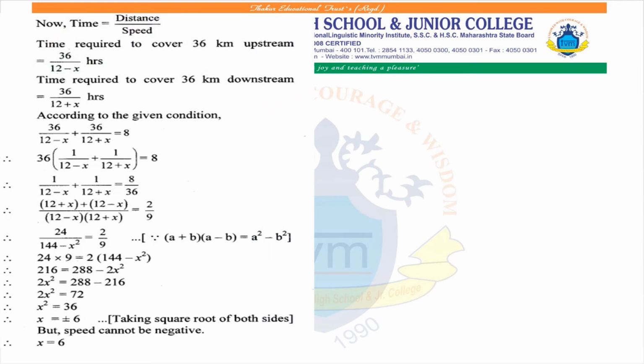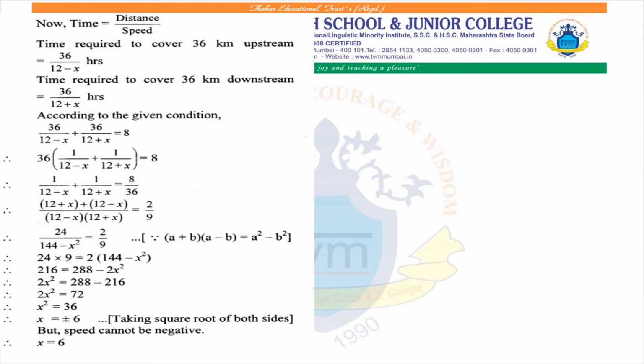Now, time is equal to distance upon speed. So, time required to cover 36 km upstream is equal to 36 upon 12 minus x hours. Time required to cover 36 km downstream is equal to 36 upon 12 plus x hours. According to the given condition, 36 upon 12 minus x plus 36 upon 12 plus x is equal to 8.